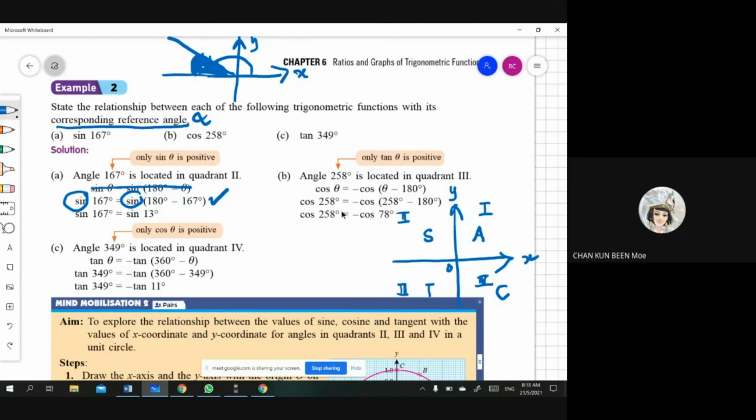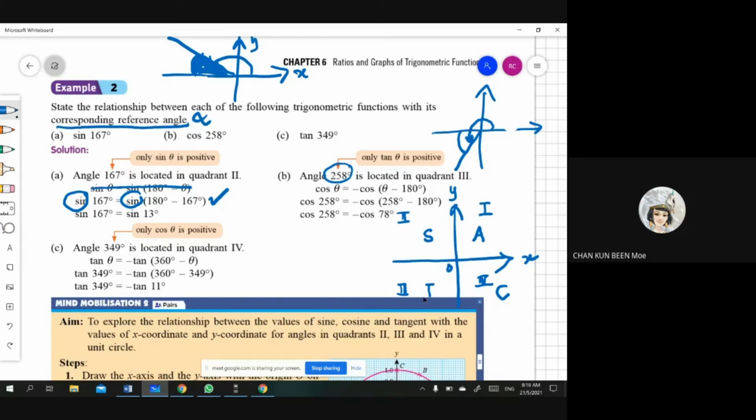Cos theta minus 180. Why theta minus 180? Then you have to apply the one that you learned earlier in example 1. You get 258 degrees, this is 90 degrees, 180. So 258 is somewhere here. Draw your arrow. Okay, so this is the alpha. To get this alpha, you have to use the angle 258 minus 180. That's why we have theta minus 180 like this. So it's 258 minus 180 with a negative cos because it's not tangent.